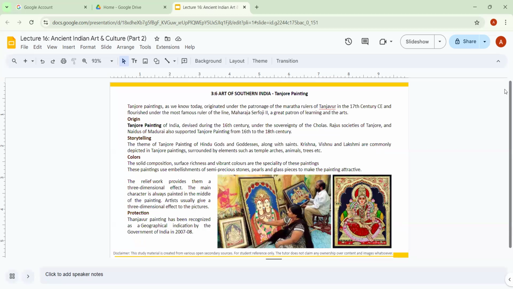The art of southern India, that is the Tanjore painting. Tanjore paintings, as we know them today, originated under the patronage of the Maratha rulers of Tanjore. The themes of Tanjore paintings are Hindu gods and goddesses, along with saints. Krishna, Vishnu, and Lakshmi are commonly depicted in Tanjore paintings, surrounded by elements such as temple arches, animals, and trees. The colors used are a solid composition, surface richness, and vibrant colors that are a speciality of these paintings. Sometimes they are also embellished with semi-precious stones, pearls, and glass pieces to make the painting look attractive.